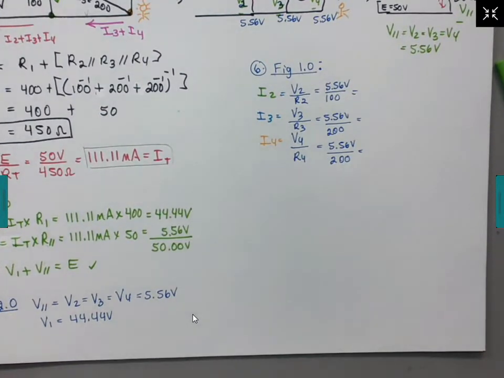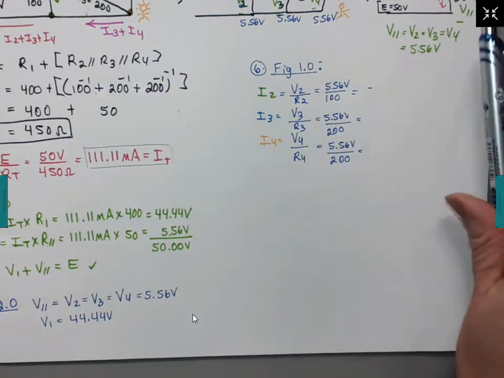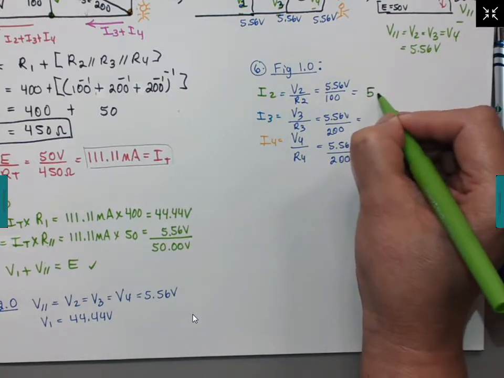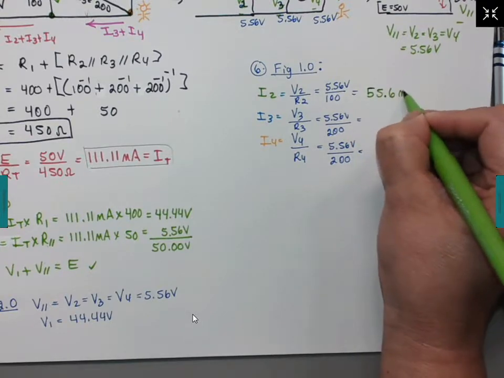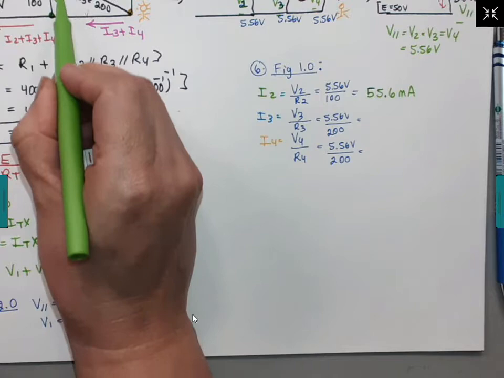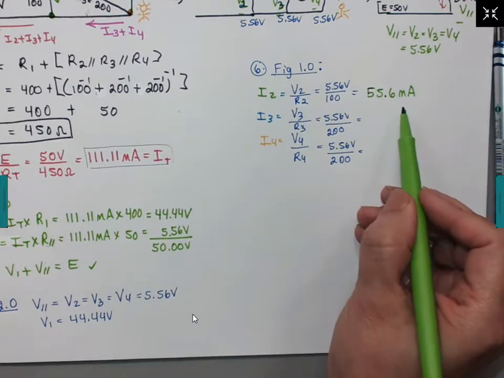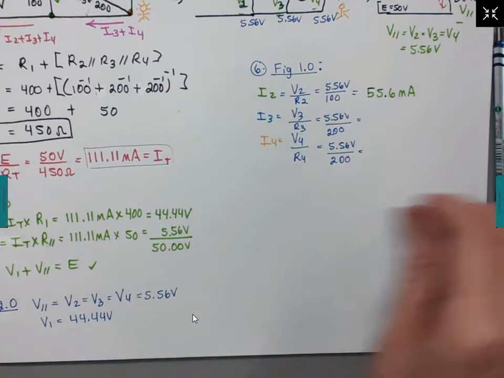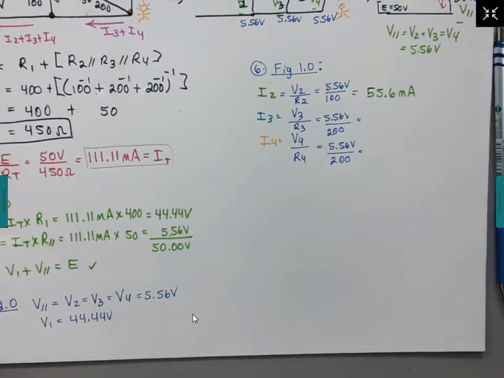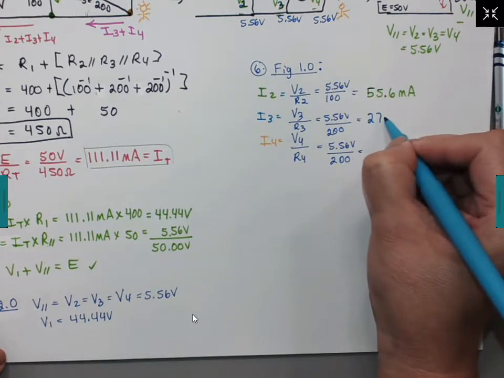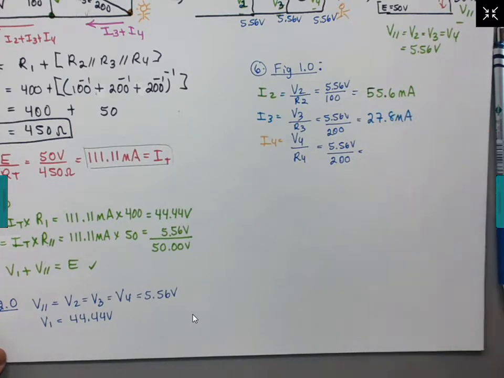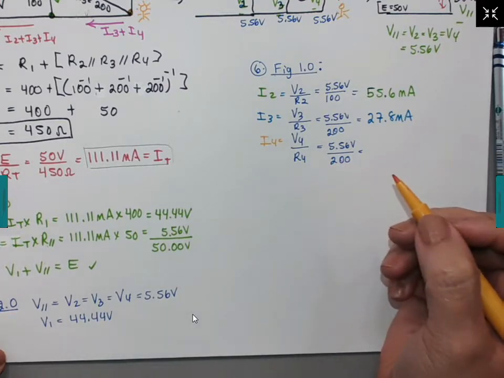Okay, we're going to zoom in a little bit. So let's do the math for that guy. 5.56 divided by 100. He's going to be, oh, let's do it in green. 55.6 milliamps. So the current going through him is going to be 55.6 milliamps. The current through I3 is going to be 5.56 divided by 200, which is 27.8. And guess what? What's the current across I4? The same thing.